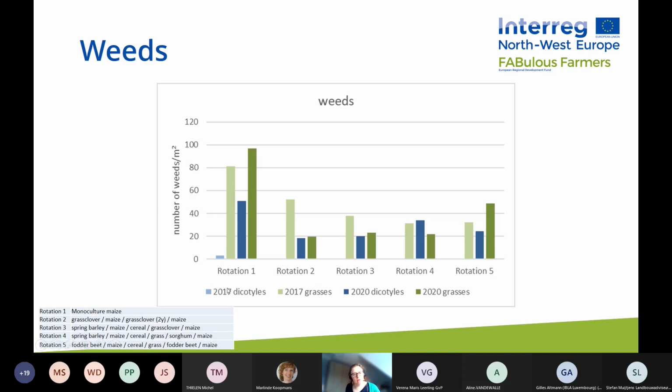And what you don't see in this figure, but what we did see at the field, we didn't only count dicotyls and grasses, but we went into a species level, and then we saw that there was a lot more diversity in species in the rotation 2 till 5 compared to the rotation 1, compared to the monoculture.